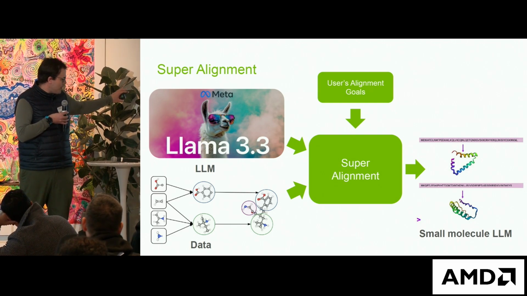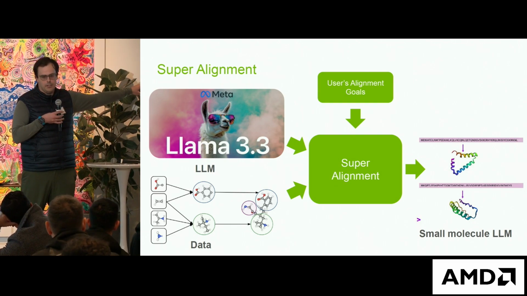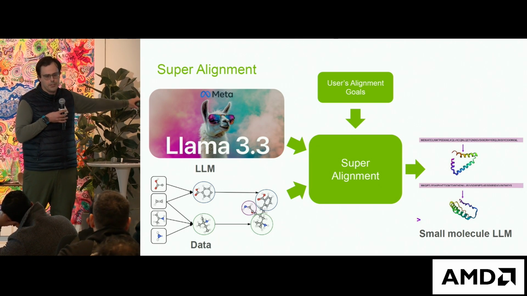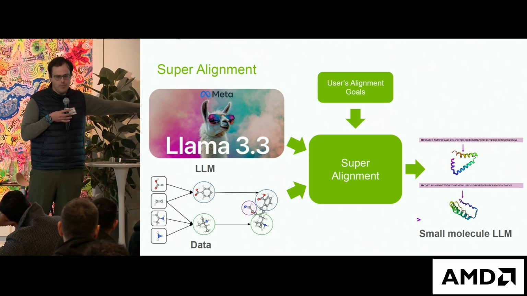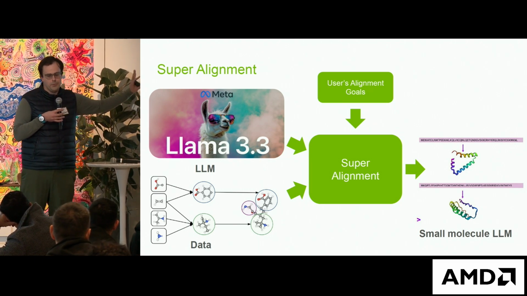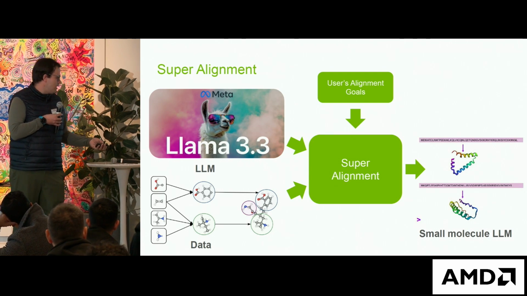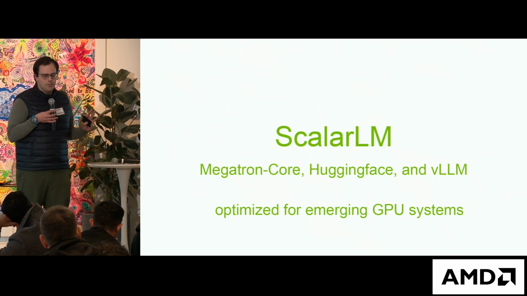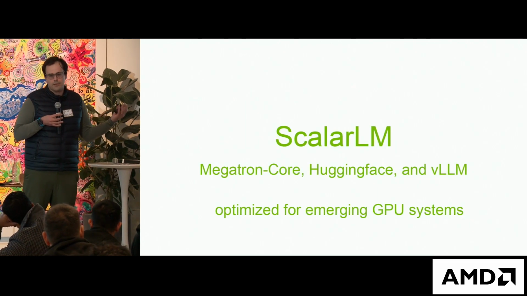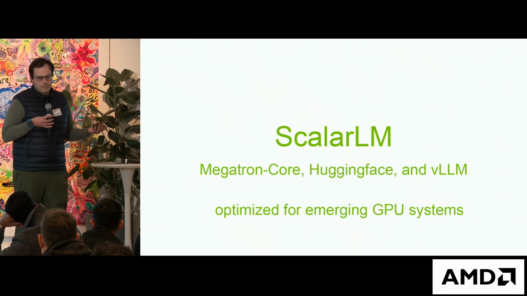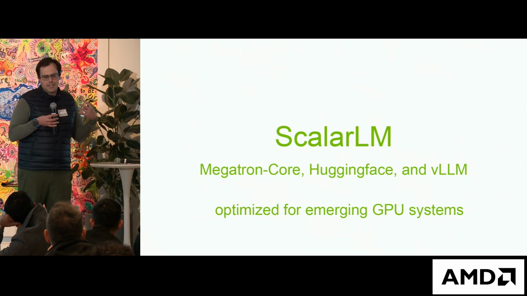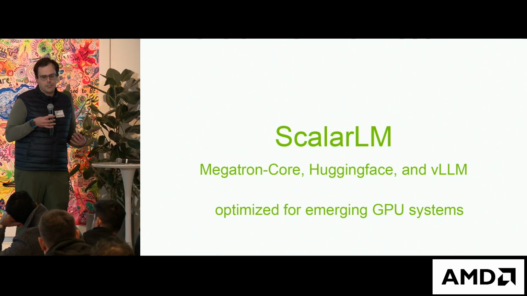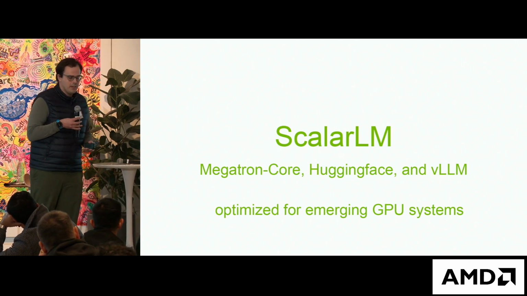You take frontier models, you take data, you take alignment goals. I'm not going to go too much into alignment, but then you produce these much, much smarter and faster models. This is kind of what I mean by super alignment. And this kind of leads us to why we need new frameworks. So ScalarLM is an attempt at a first framework that tries to add some of these new capabilities aimed at super alignment or super intelligence.